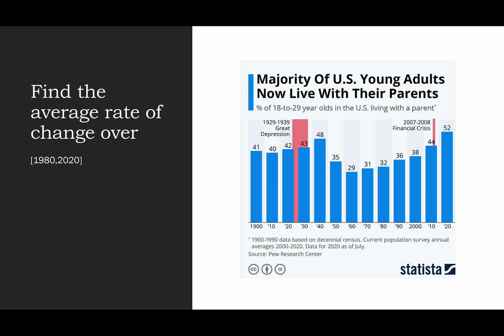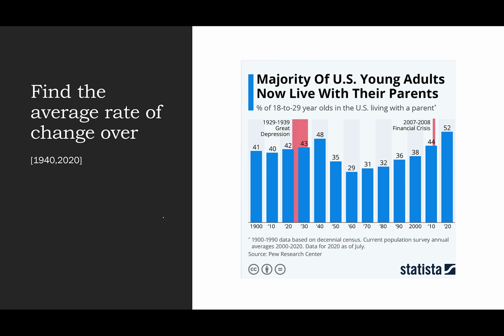I'm going to stick with this graph, but I'm going to change the range of years. So now I'm looking from 1980 to 2020. In 2020, it said 52% of 18 to 29-year-olds were living with a parent. And then in 1980, it said 32%. So I'm going to do 52 minus 32 over 2020 minus 1980, which says this is 20 over 40. I'm going to reduce that to a half.